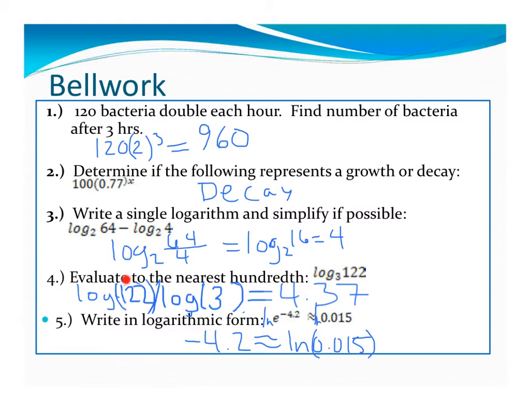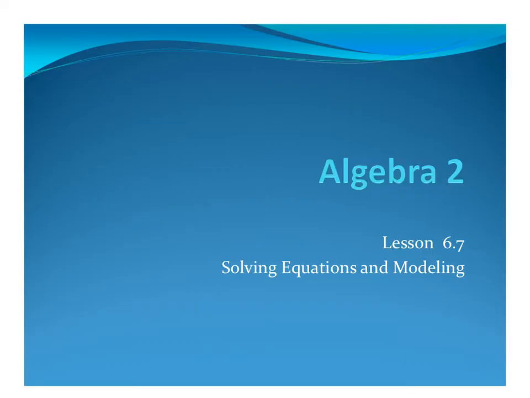Here I have log of 122 divided by log of 3. I use change of base there. I plug it in my calculator, I get 4.37. I also could have used the math alpha math and just plugged in the 3 and the 122. And lastly, I have to take the natural log of each side, which cancels the e in the natural log, leaving me with negative 4.2 is equal to natural log of 0.015. Wonderful.